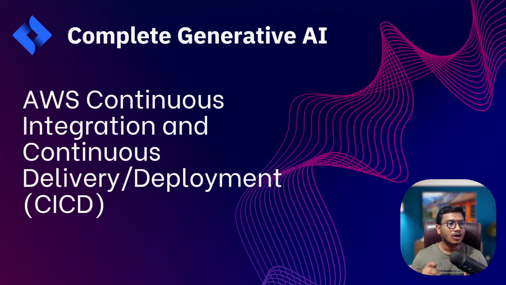Here we'll be doing continuous integration and continuous delivery or deployment. That means CICD. I think you have heard of this particular term called CICD, right? So we'll be learning how we can deploy this project as a CICD. I think you already know how to deploy any machine learning or deep learning project as CICD, but we haven't seen how we can deploy any kind of generative AI based project as a CICD, right? So make sure you are watching this video till the end.